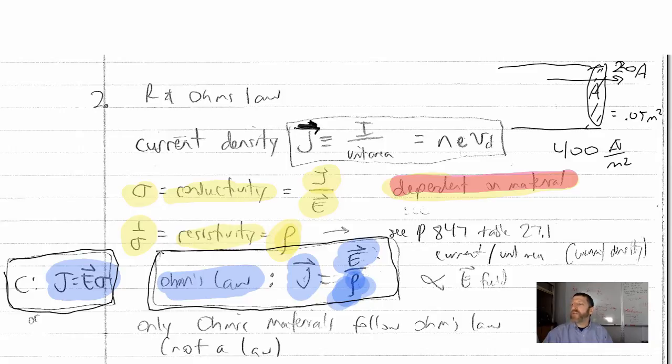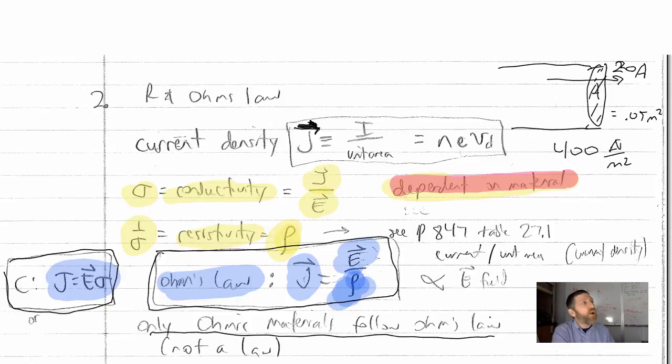Notice that the current density depends on the electric field. It's proportional to it, directly related, but it's inversely related to the resistivity. So the more electric field you have, the greater the current density is. Now, Ohm's law is not really a law. There's only certain materials that follow Ohm's law. They're called ohmic materials. Luckily, many, many materials are ohmic. Wires are ohmic. Resistors are ohmic.